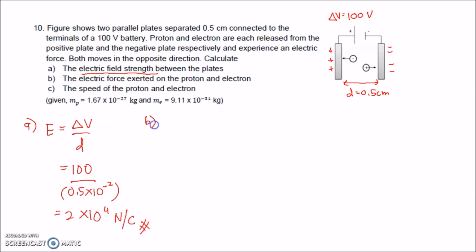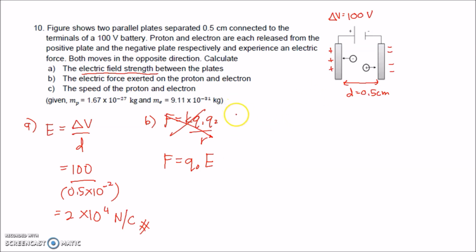For question B, find the electric force exerted on proton and electron. We can't use this equation, Q1 Q2 over R squared, because we don't have the point charges and we don't have the R between them. So we cannot use this equation. Thus, we can use F equal to Q naught E. Why? Because we have the uniform electric field strength between the two plates. And Q naught will represent the test charge, either proton or electron.